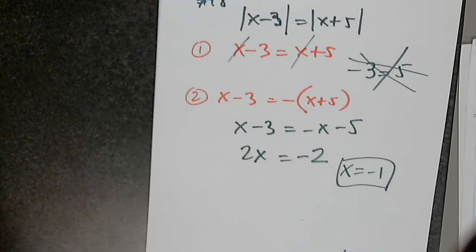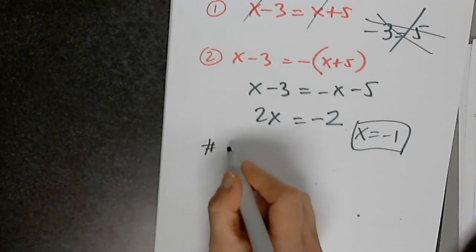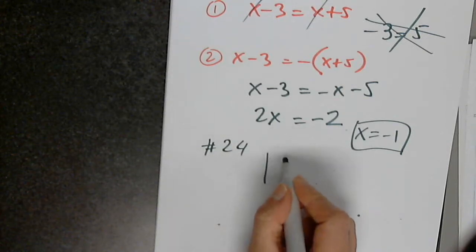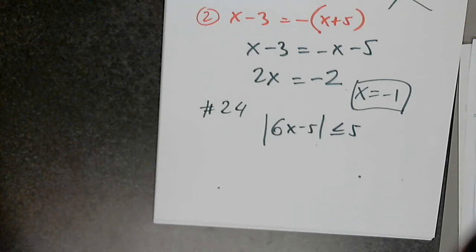24. 6x minus 5 less than or equal to 5. Absolute value of 6x minus 5 less than or equal to 5. Let's work on this for a minute.